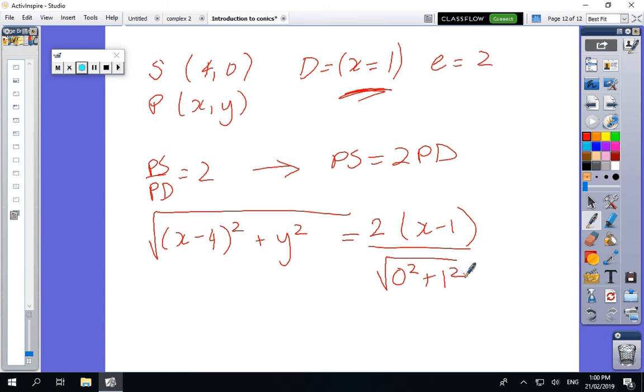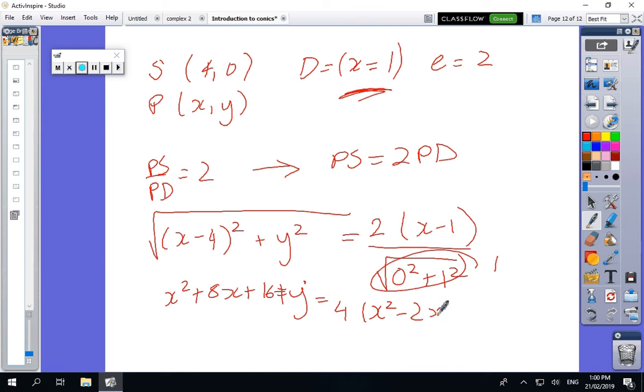Alright, so then we start simplifying our equation. So we get x squared plus 8x plus 16 plus y squared. And then we go through to the other side because we're squaring everything. And we've dealt with the bottom, this is just 1. But on the top, if we square it all, we get 4 outside of x squared minus 2x plus 1. Okay, so then we get all the way down.